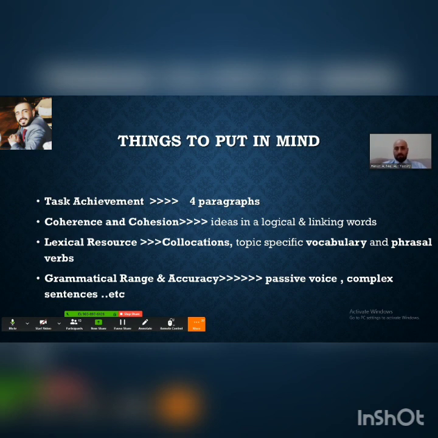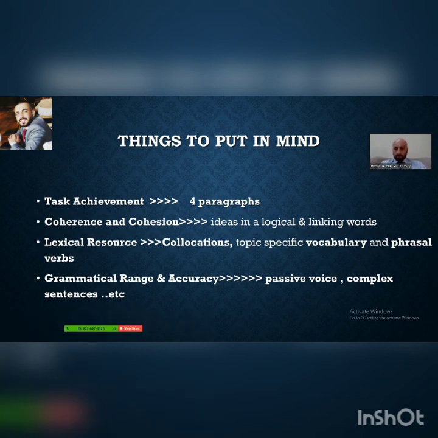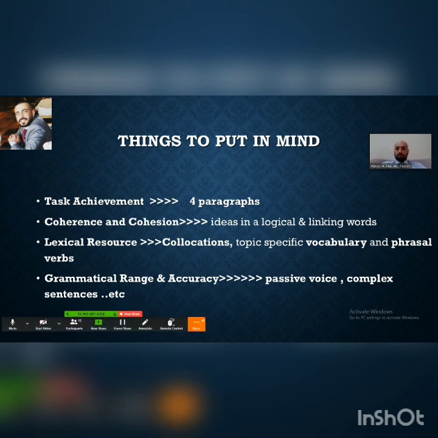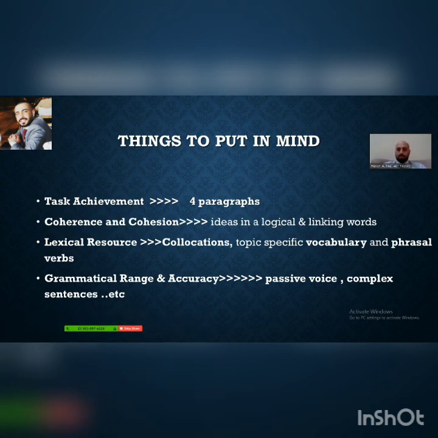Lexical resources. Of course, you can use collocations, but not that much. But there are some formal or acceptable expressions we can use for writing, like topic-specific vocabulary. As mentioned, if the topic is about research, try to choose words that suit the topic. And phrasal verbs, because these phrasal verbs have a strong meaning and reflect a strong idea, so you can use them. Grammatical range and grammatical accuracy. Grammatical range means variety in the sentences you use.